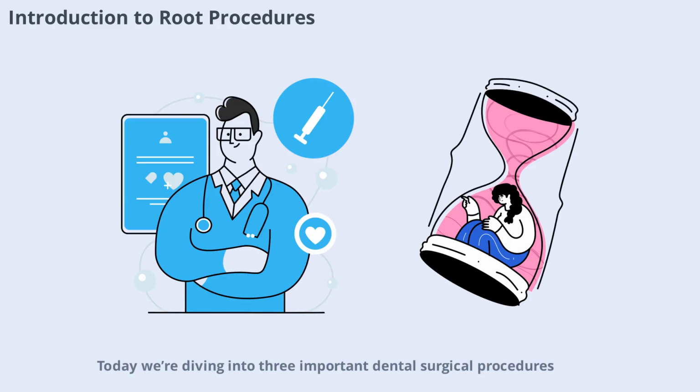Today, we're diving into three important dental surgical procedures: root resection, hemisection, and root separation. These techniques are essential for managing complex dental cases, especially when conventional treatments are not enough. Understanding their differences and applications can help both dental professionals and patients make informed decisions. In this video, we'll break down what each procedure involves, when they're indicated, and what steps are taken during surgery.